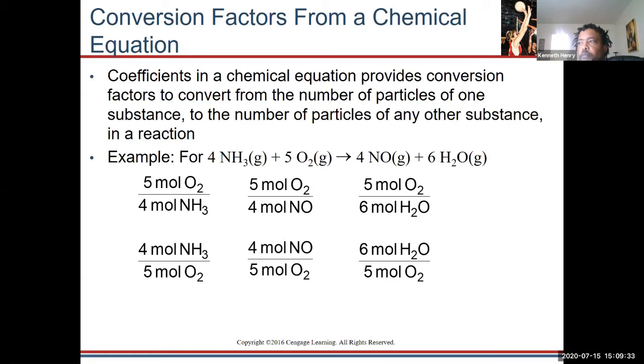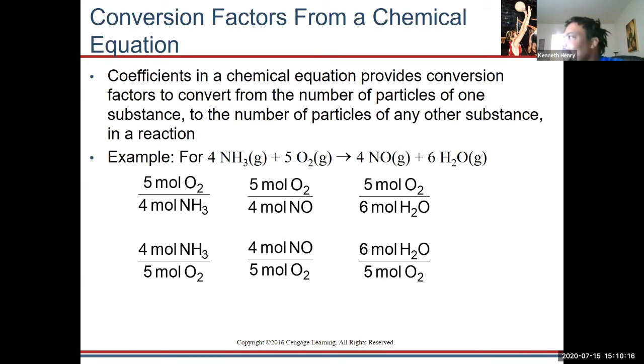What happens if I have only 1 mole of oxygen gas? How many moles of ammonia will I need? What happens if I have 100 moles of oxygen gas? How many moles of ammonia will I need? What happens if I have 5 oxygen molecules? How many moles of ammonia will I need? Who's going to answer the last one? If I have 5 oxygen molecules, just 5 of them, like the 5 rings.